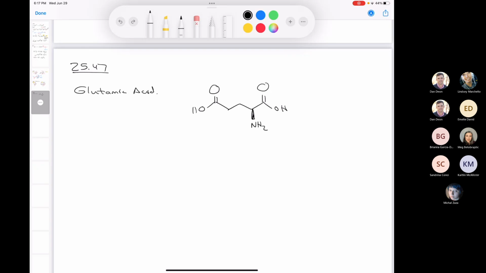All right, if we look at glutamic acid, it has an acidic side chain. And I'm going to write down the pKa values of all the protons. This one is 2.19. I should draw the protonated form, shouldn't I? There we go.